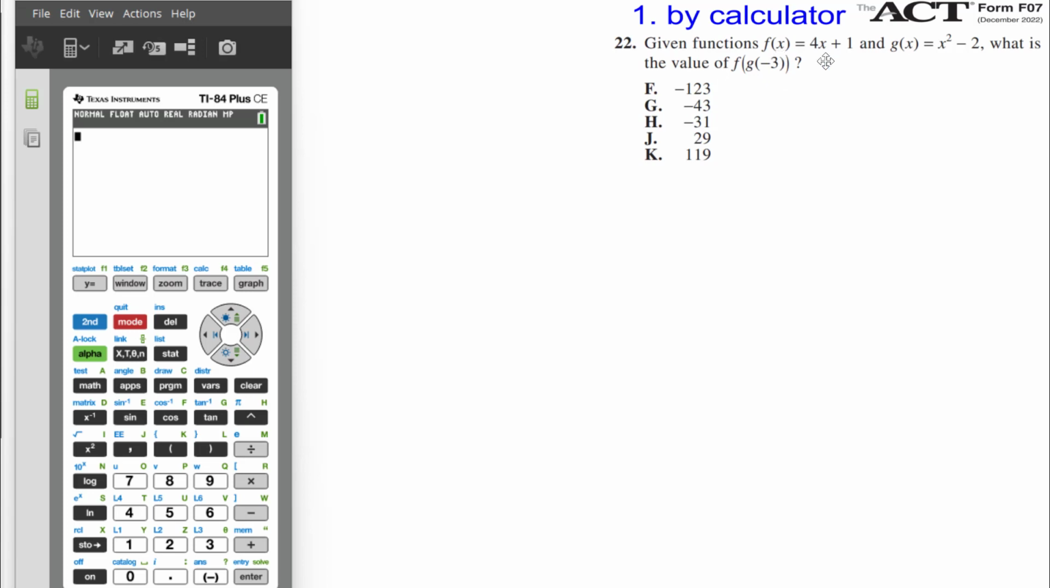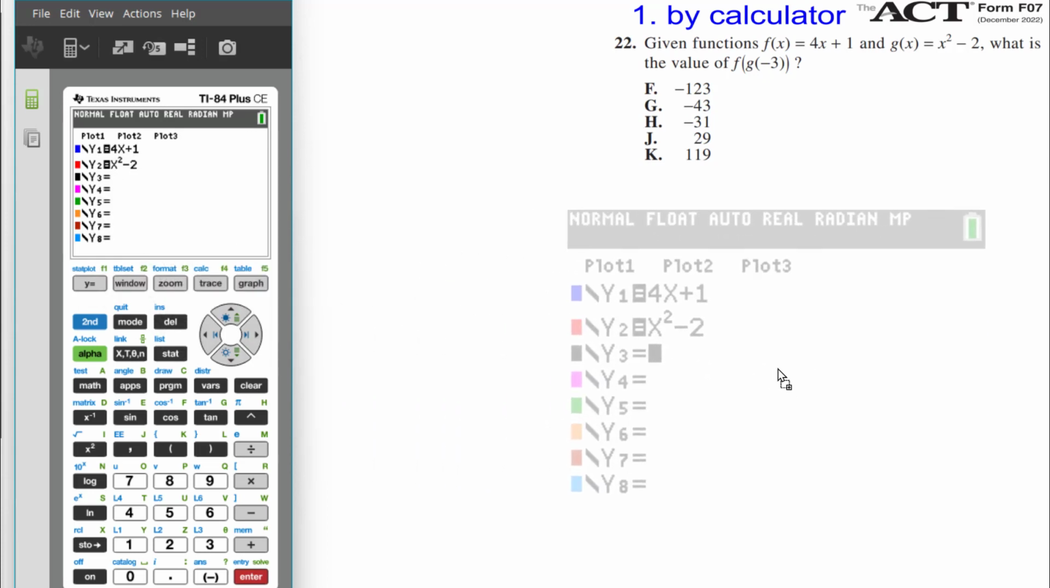We're going to put the f function into y1. So I'll press y equals and type in 4x plus 1 and enter. We'll put g of x into y2. So y2 will be x squared minus 2. And so we have those typed in there.